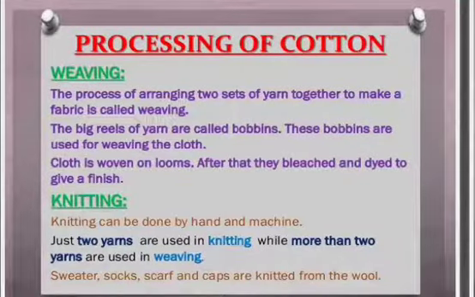Weaving. The process of arranging two sets of yarn together to make a fabric is called weaving. The big reels of yarn are called bobbins. These bobbins are used for weaving the clothes. The cloth is woven on looms. After that, it is bleached and dyed to give a finish.